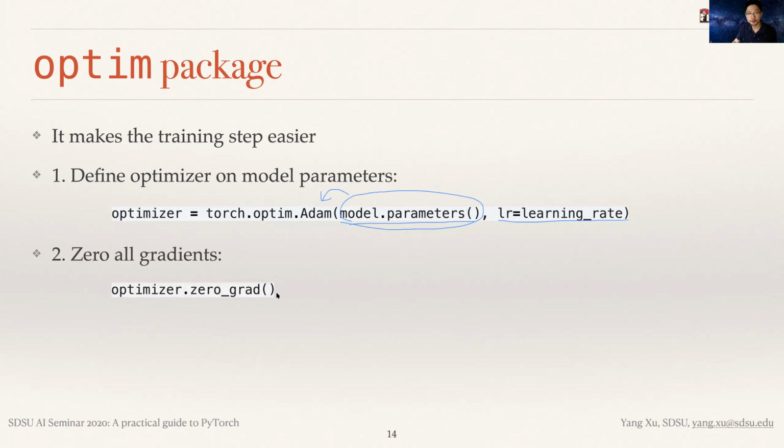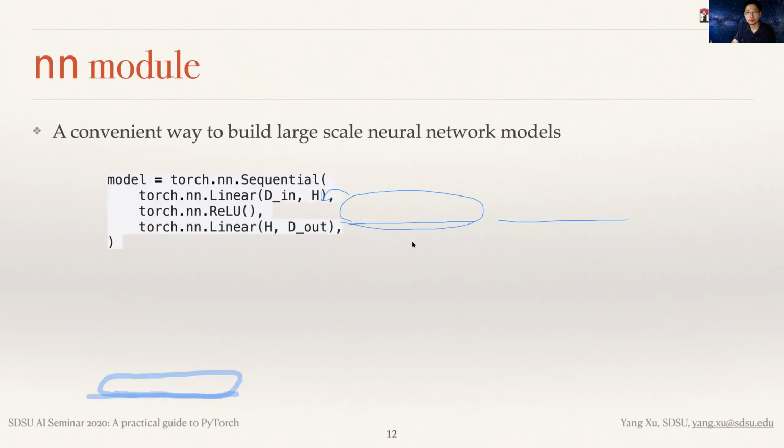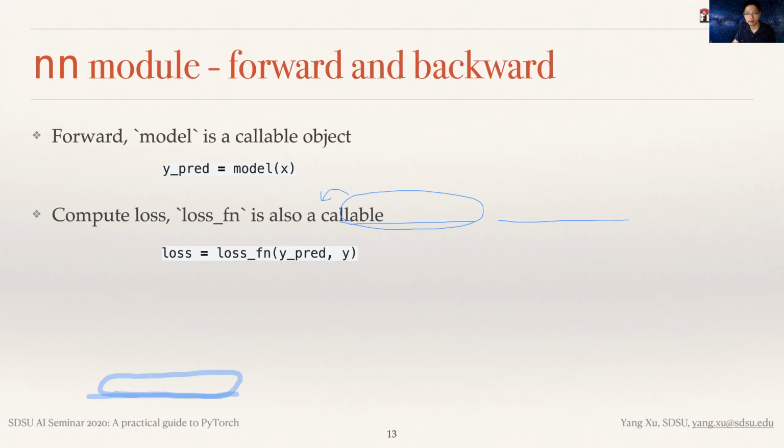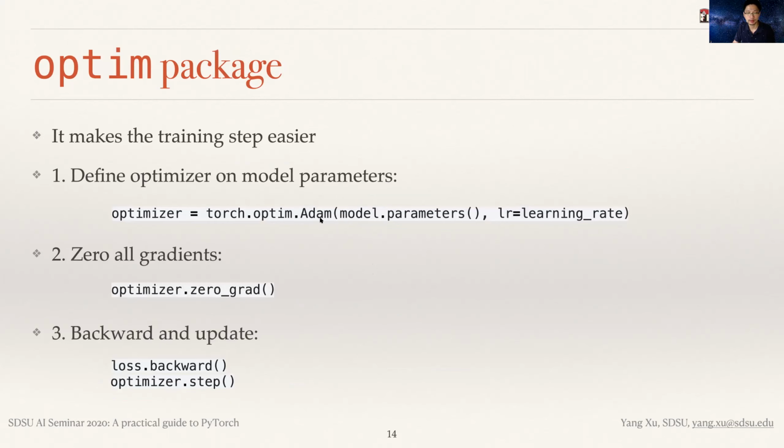So the returned optimizer can zero the gradients for you, right? So this time we will call optimizer.zero_grad. And again, more conveniently, after loss.backward is done, we can simply use optimizer.step. This .step function basically does the manual gradient parameter updates for you, as in the previous example shown here. So everything within the with no_grad and the for loop can be done automatically with the simple function step. That is one more convenience PyTorch provides.